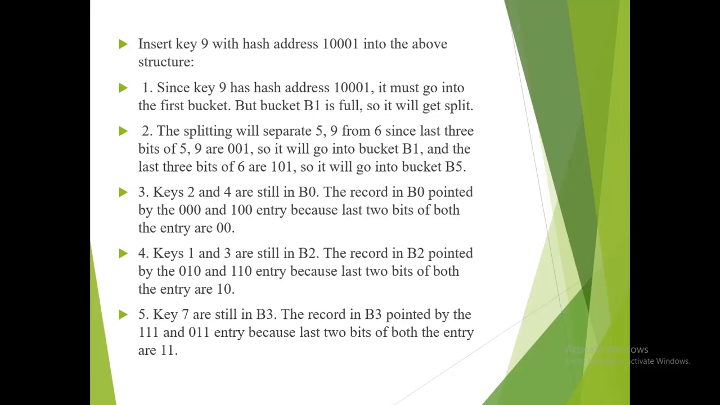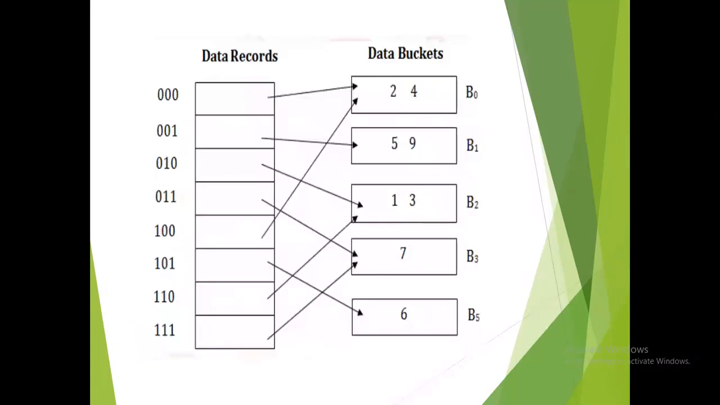Keys 2 and 4 are still in B0. The records in B0 are pointed to by the 000 and 100 entries, because the last 2 bits of both entries are 00. Keys 1 and 3 are still in B2. The records in B2 are pointed to by the 010 and 110 entries, because the last 2 bits of both entries are 10. Key 7 is still in B3. The records in B3 are pointed to by the 111 and 011 entries, because the last 2 bits of the entries are 11. This will be the data arrangement.